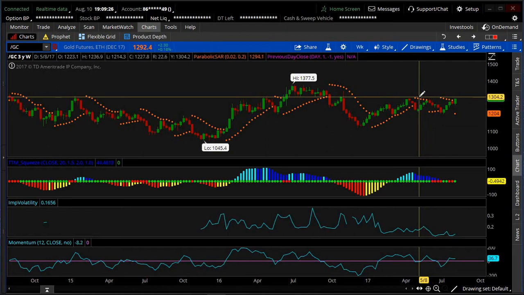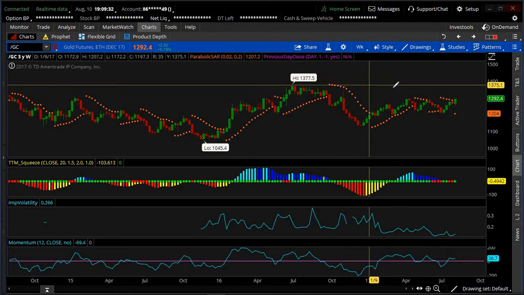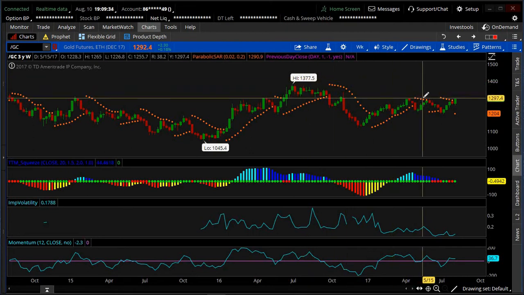Now for a couple months, we've been bouncing around this 1300 level. We've not been able to make it back up to this 1377. We've been bouncing around this 1300 level for quite some time. 1300. Once here, and we're almost back up here again.